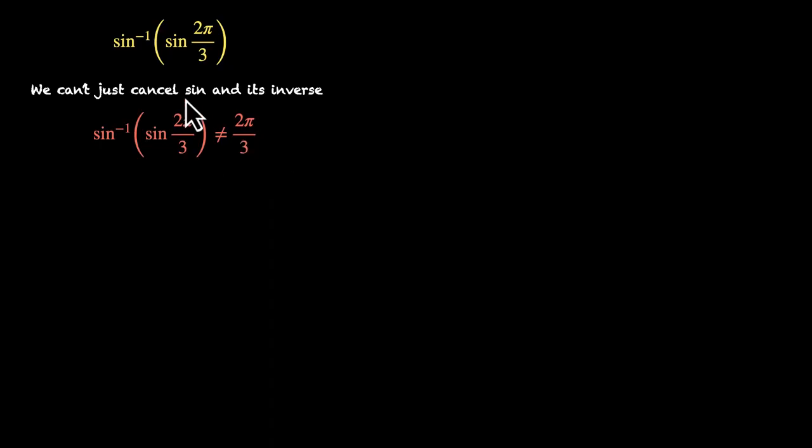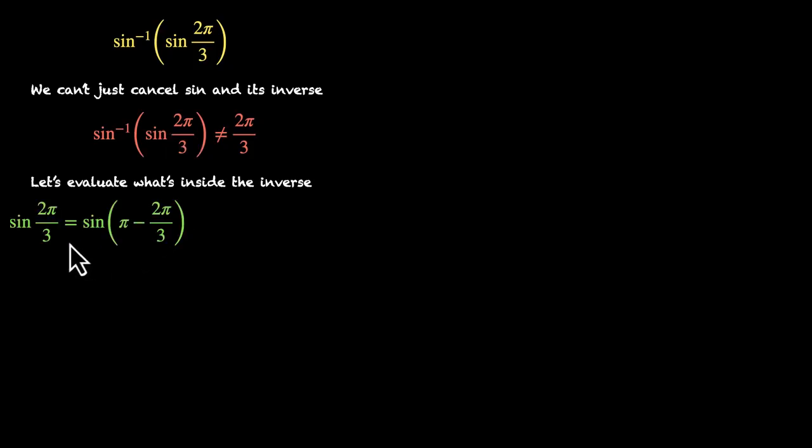But let's find the value of sine 2 pi by 3. Let's evaluate what's inside this inverse. So we have sine 2 pi by 3. That's sine of pi minus 2 pi by 3. We can apply trigo here. Sine of pi minus theta is equal to sine theta. This is sine of pi minus 2 pi by 3. That's sine of pi by 3. And sine of pi by 3, that's equal to root 3 by 2. This is 60 degrees. Sine 60 is root 3 by 2. So sine of 2 pi by 3 is equal to root 3 by 2.